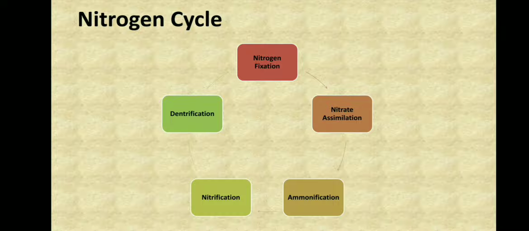Now we have the nitrogen cycle, which is how the plants get nitrogen. This is the most important thing in agriculture, in protection, production and management. So let's know this now. The nitrogen cycle takes place with 5 processes: nitrogen fixation, nitrogen assimilation, ammonification, nitrification, and denitrification. So let's know the 5 steps one by one.